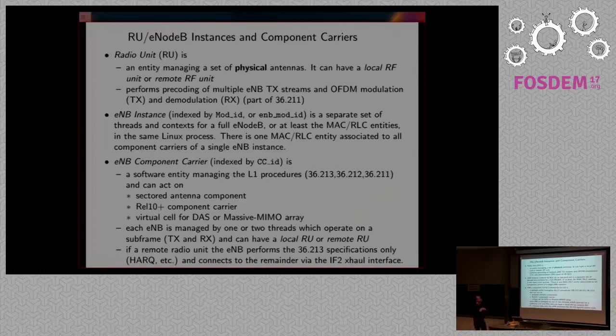The instance of the protocol stack is a separate set of threads and contexts which implement the procedures of the base station. Okay, so it's a notion of processes, right? And it would contain the same MAC and RLC entities on top of the physical layer. The component carrier is the entity that manages the physical layer procedures for a particular carrier, which could be a separate frequency carrier, but it could also be a virtual carrier, which is controlled by the antennas. Right? So that's what these notions actually mean.